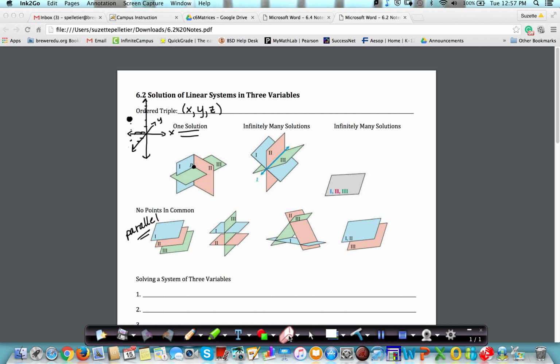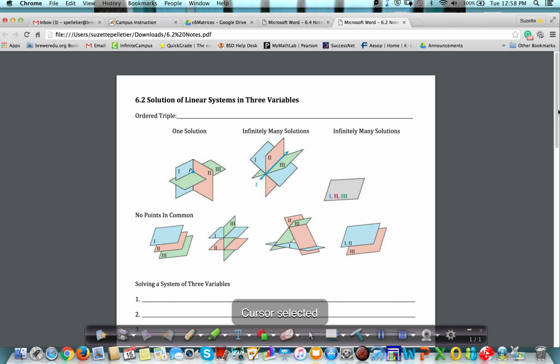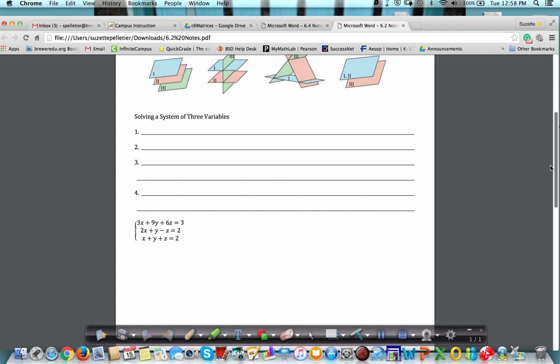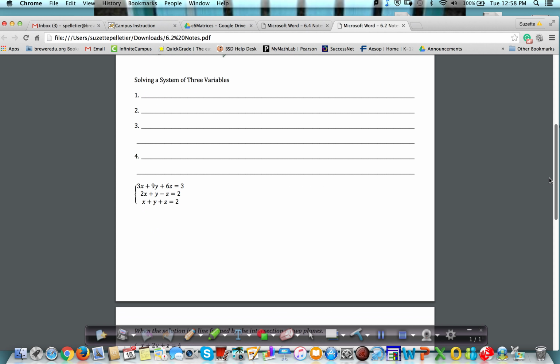Okay? So if we're solving a system, let me just erase and scroll my page. If we're solving a system, there are, of course, all those situations. So we're going to start off by talking about how do we solve a system in 3 variables, and then I'm going to use this example just below it to explain to you how to do that. So the first step is to eliminate a variable.